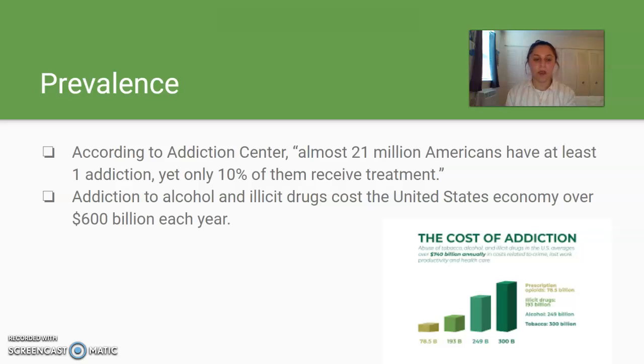Prevalence. According to Addiction Center, almost 21 million Americans have at least one addiction, yet only 10% of them receive treatment. That's almost 19 million Americans that have addiction that are not receiving treatment. Addiction to alcohol and illicit drugs costs the United States economy over $600 billion each year.